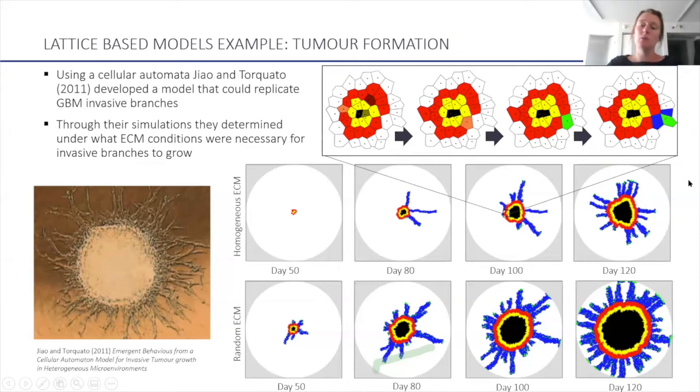They were able to look at homogeneous ECM and its effect on the evolution of invasive GBM branches, which you see here, and random ECM and how that affects the invasive GBM branches that it forms. Again, it's a really great reference to look at if you're interested in learning more about cellular automata in the literature for tumor growth.